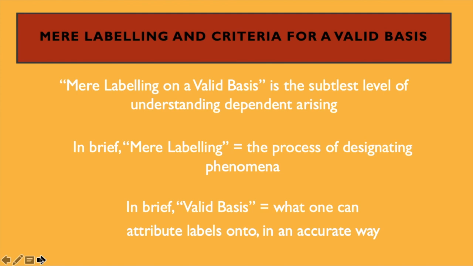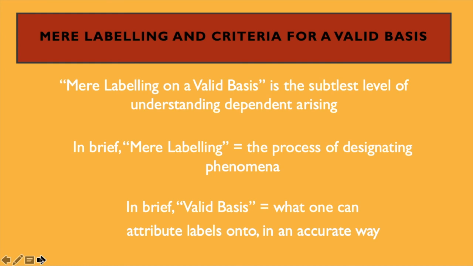So then you go back and you make sure you're not going crazy, and you remember how mere labeling and the criteria for a valid base are things that you can hang your hat on or be certain of. Mere labeling on a valid basis is the subtlest level of understanding dependent arising. Mere labeling is the process of designating phenomena. Valid basis, what one can attribute labels onto in an accurate way. And this keeps us out of the extreme of nihilism.